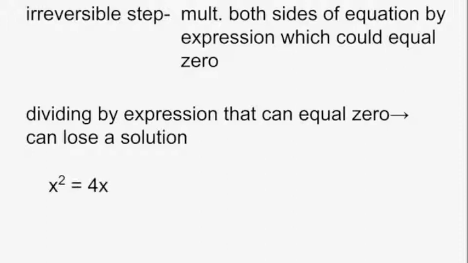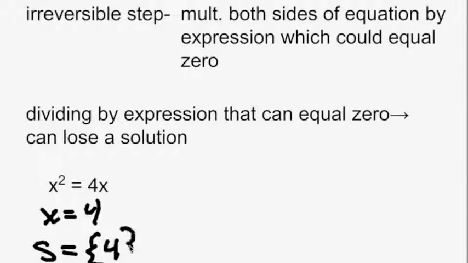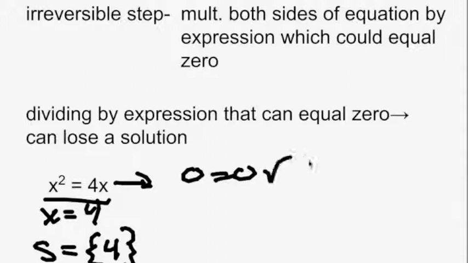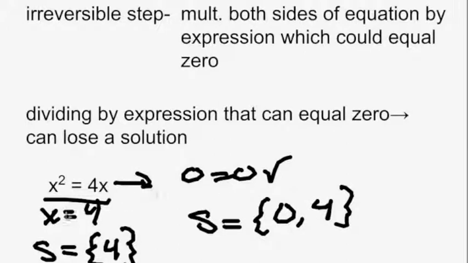So if you have the equation x squared equals 4x, and you divide each side of the equation by x, then you get x equals 4. And that gives you the solution set of 4. However, if you look at the original equation again, if you plug in 0 for x, you get 0 equals 0, which means it's true. So your real solution set is 0, 4. And what had happened is you divided by an expression which could equal 0, and so you lost a solution.